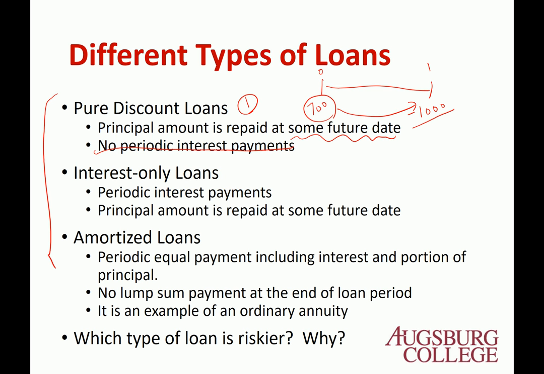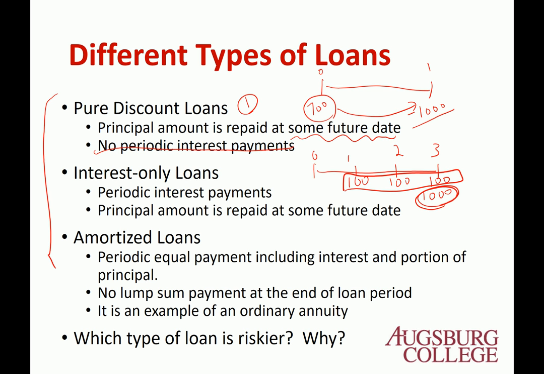An interest only loan includes two parts. The first part is interest. Suppose you have a 3 year debt, where you pay $100,000 each year, and then $1,000 principal back. So this is only interest, and this is the principal. Then it's called an interest only loan.